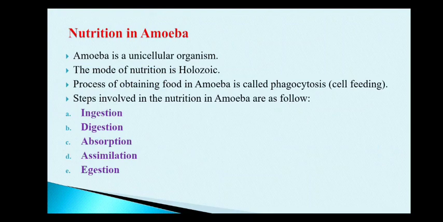Phagocytosis means self-feeding. Why is it said to be phagocytosis? Because we already know amoeba has a single cell. So whatever food it gets, it gets directly into the cell. That's why it is said to be self-feeding. The process of taking the food is said to be phagocytosis. Now the steps involved in nutrition in amoeba are as follows: ingestion, digestion, absorption, assimilation and egestion. We'll discuss each step in detail.